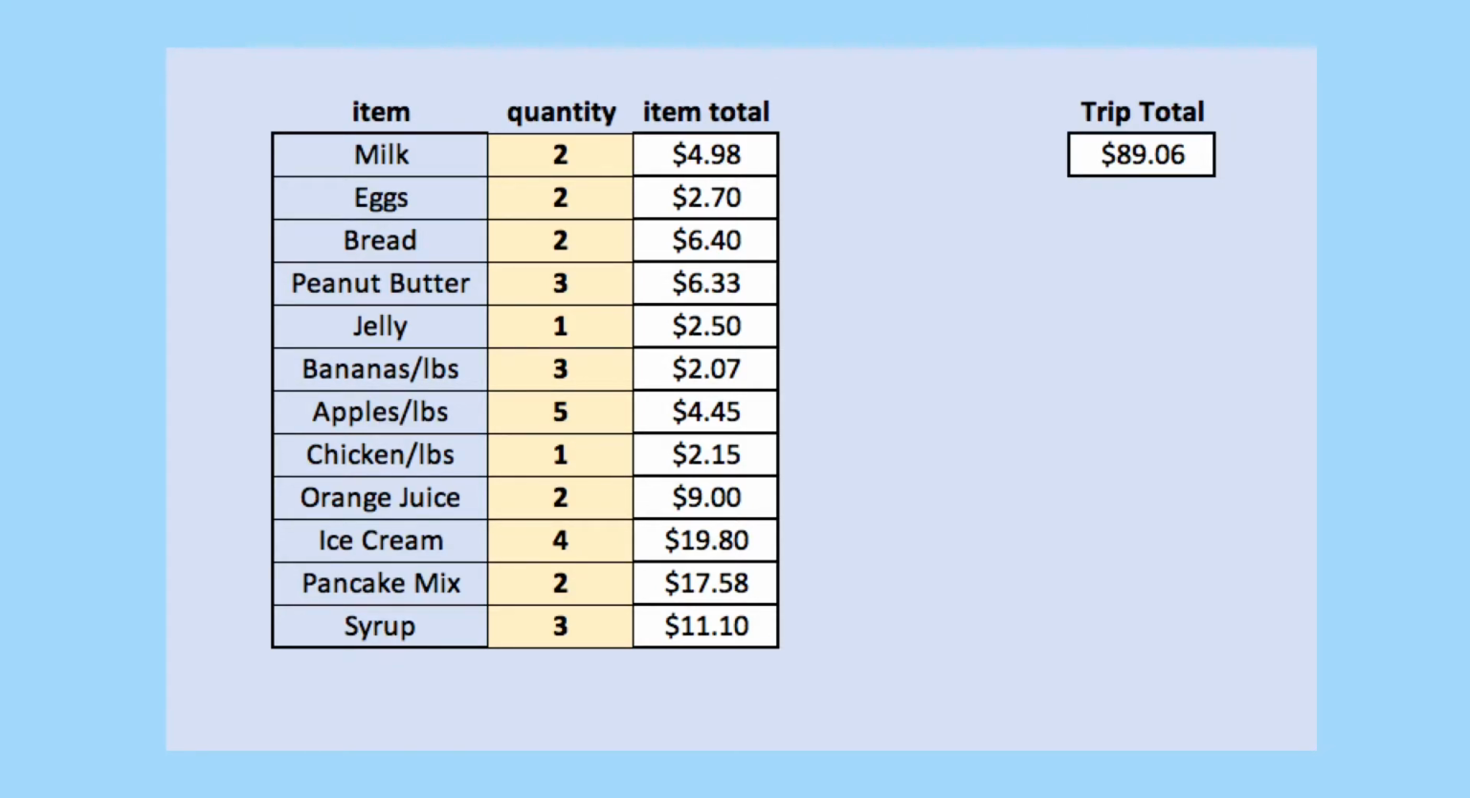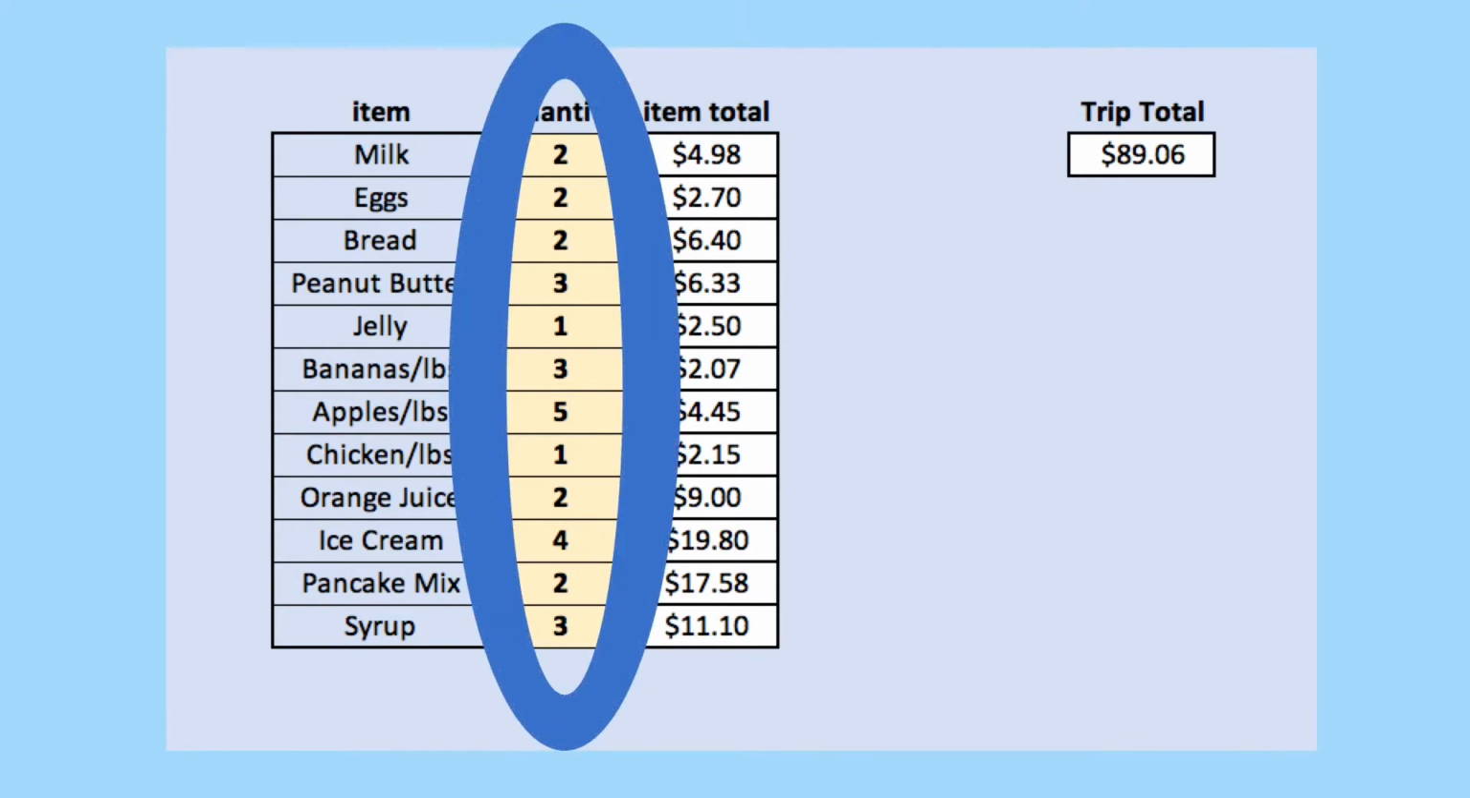So what we're going to do is click within one of the boxes within the quantity section, choose which item we want to reduce in quantity, and that should recalculate our item total and our trip total.